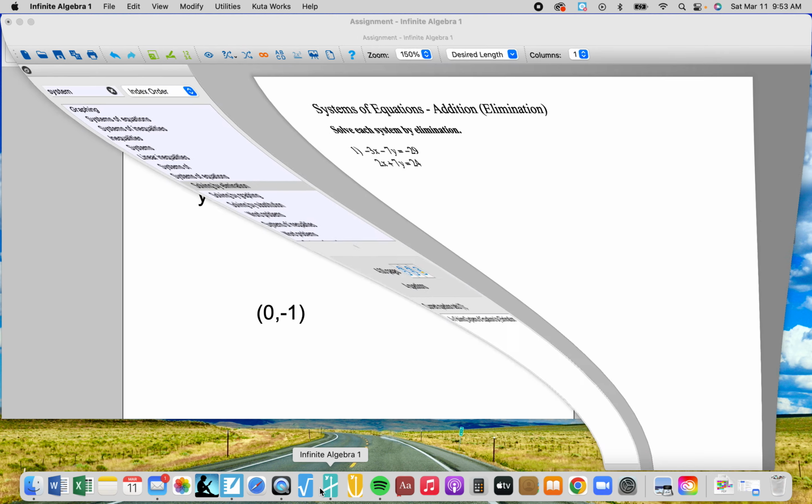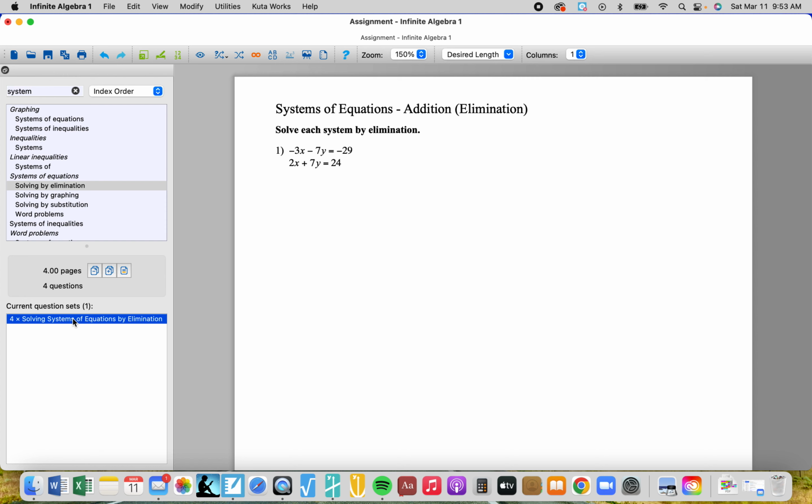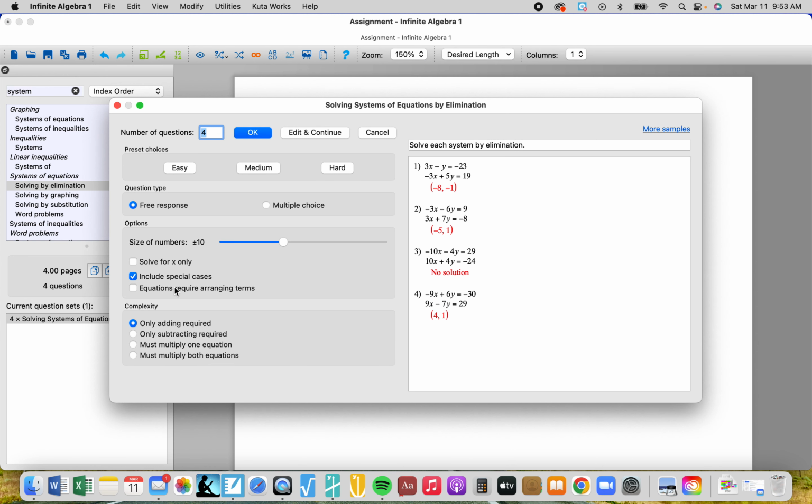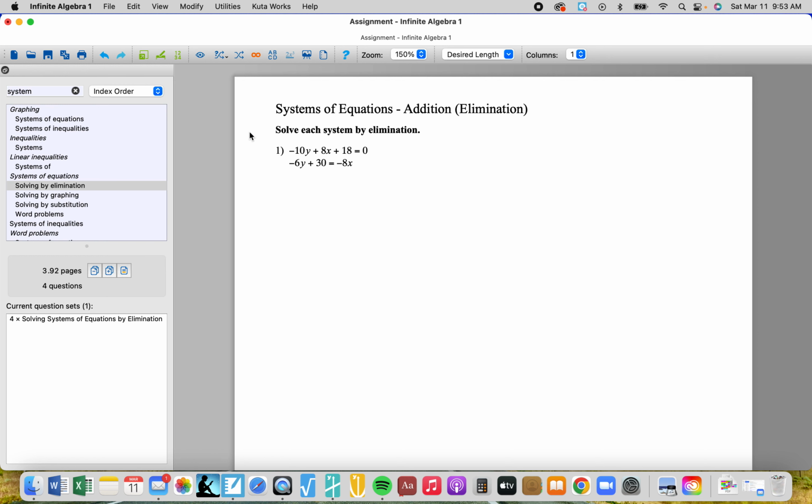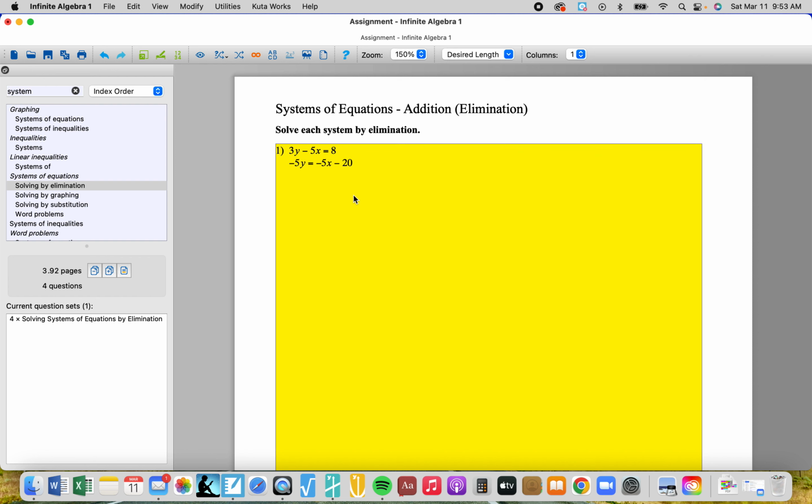Well, let's do one. Let's see if we can do one where they require rearrangement. Let's see what happens here. Oh yeah, that's a yes. No, that's not a good one. That's not gonna do it. That's not gonna do it either. This is, there we go. There's one. All right, this is a good example.